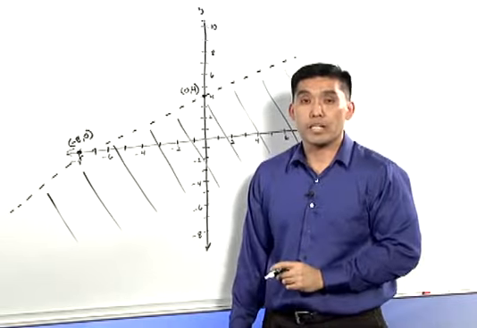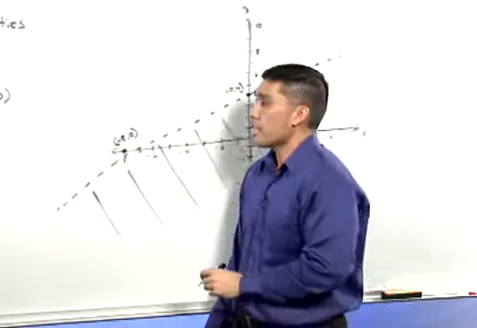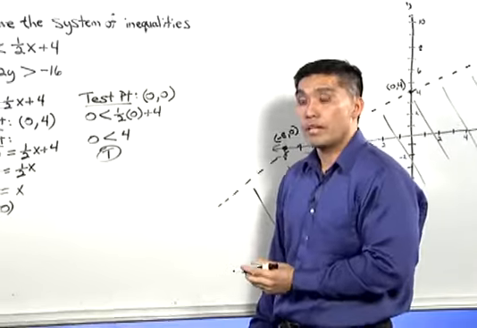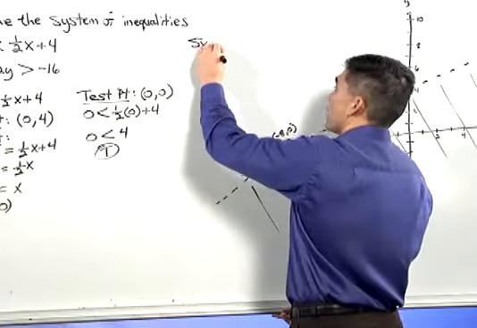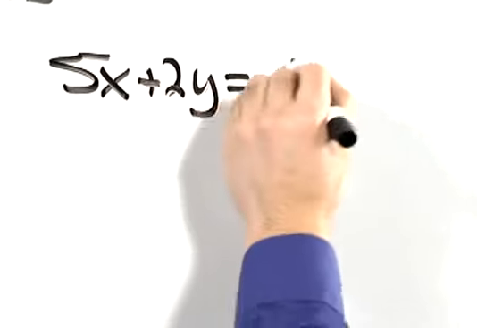Now let's handle the second inequality. The second inequality we're going to handle the same way. First graph as if it were an equal sign. 5x plus 2y equals negative 16.